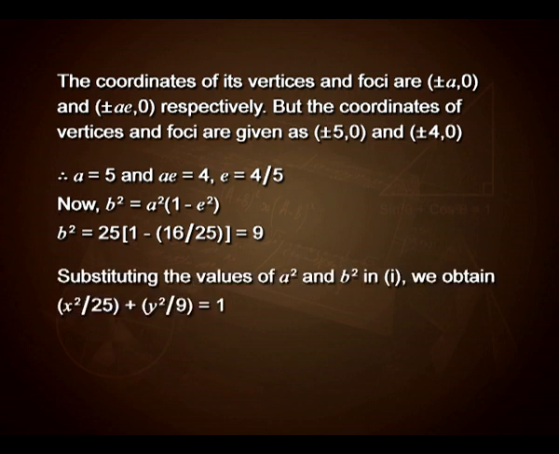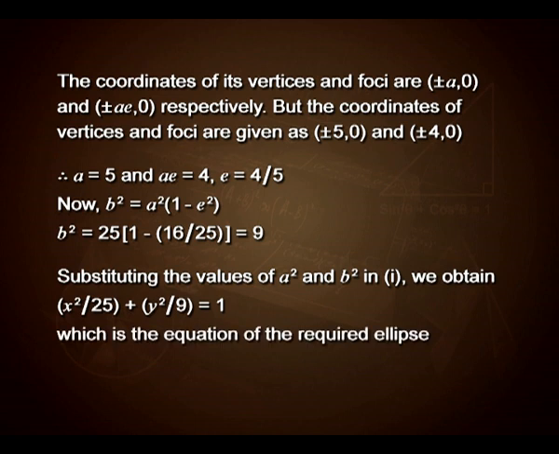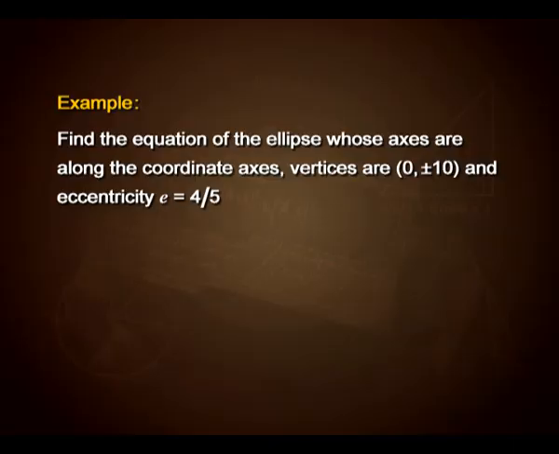Substituting the values of a square and b square in equation 1, we obtain x square upon 25 plus y square upon 9 is equal to 1, which is the equation of the required ellipse. Here we have another example. Find the equation of the ellipse whose axes are along the coordinate axes, vertices are 0, plus or minus 10 and eccentricity e is equal to 4 upon 5.